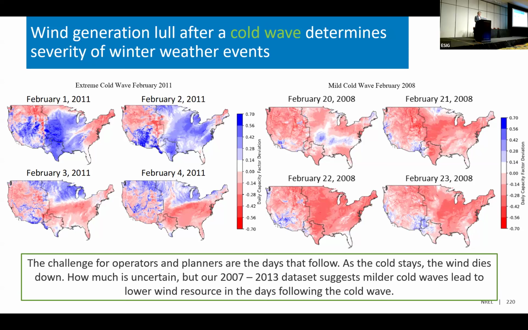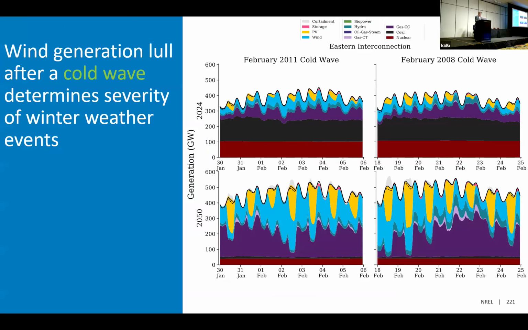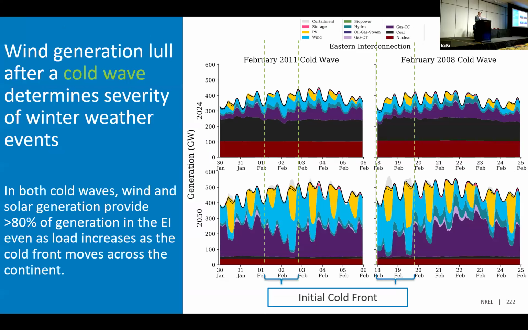So these are the things that we have to worry about and think about when we're planning and making our investment decisions. Just to talk through that a little bit more, these are dispatch stacks between those two cases, the 2011 cold wave on the left-hand side and the milder cold wave on the right. In both cases, as that cold front is coming through, you have really high wind generation throughout the Eastern Interconnection. Yes, I should have said these plots are dispatch stacks for the entire Eastern Interconnection.